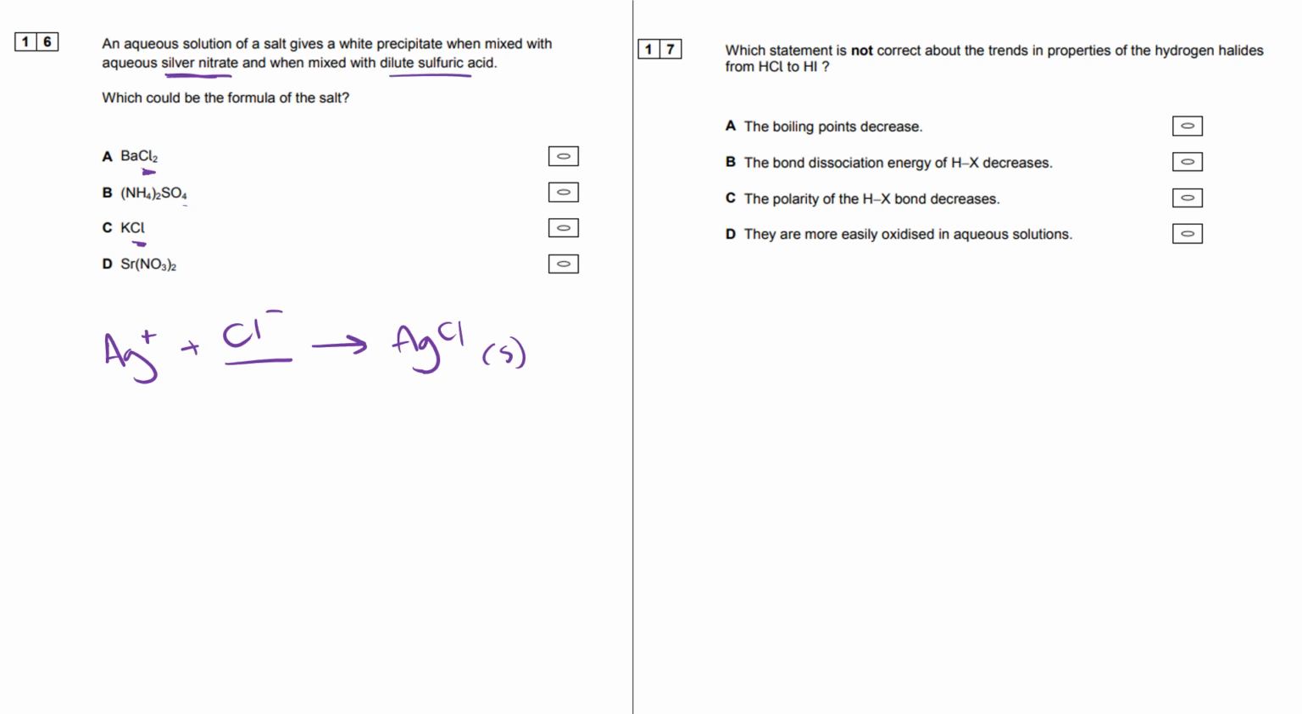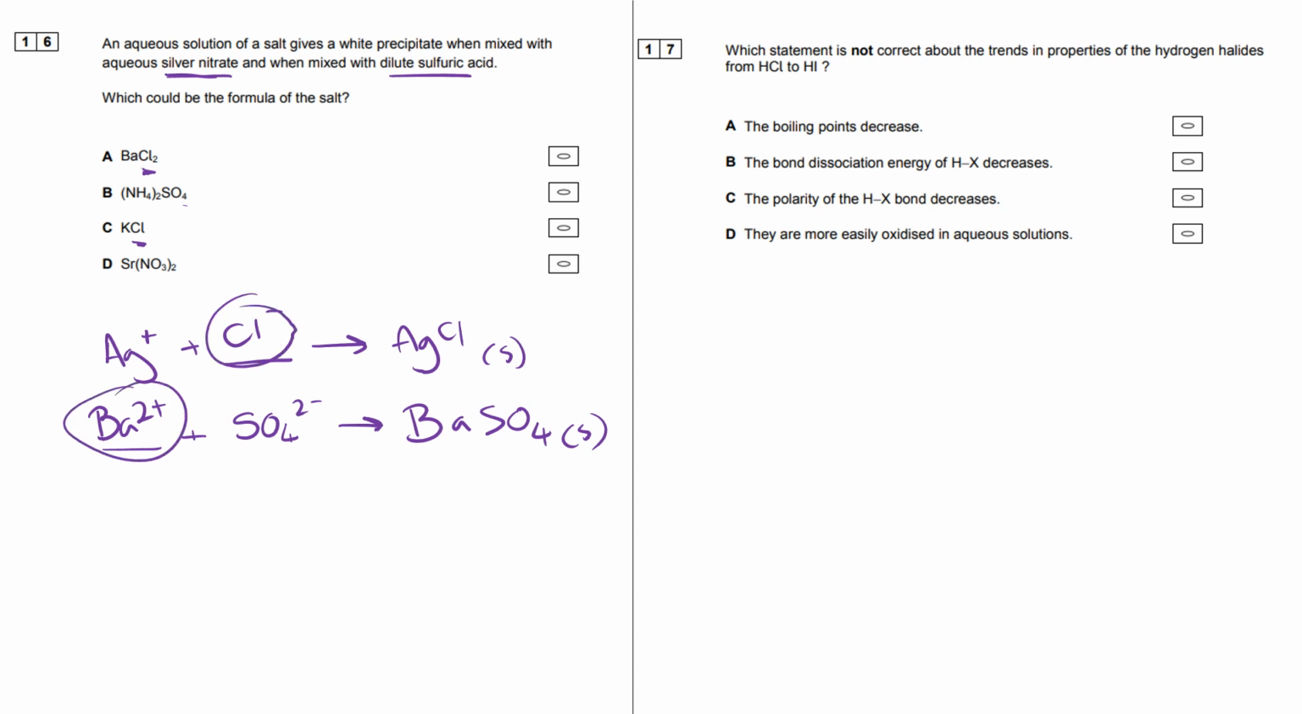When it's mixed with dilute sulfuric acid, it's going to also form a white precipitate. So we know what the negative ion is, we know what the anion is, so this is to work out the cation. Which cation will react with the sulfate ions in sulfuric acid to form a white precipitate? So it could be barium, ammonium, potassium or strontium. And you should be aware that when barium ions are reacted with sulfate, you get a white precipitate of barium sulfate, because it's an insoluble group 2 sulfate. So therefore our compound has barium ions and chloride ions. Answer A is correct.